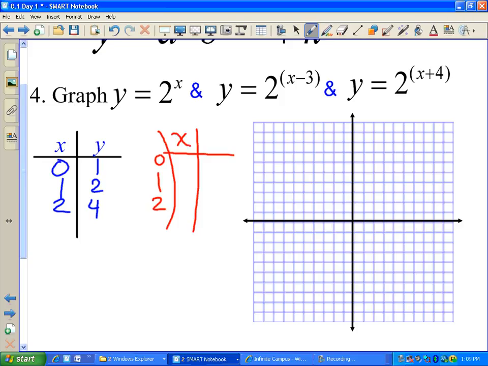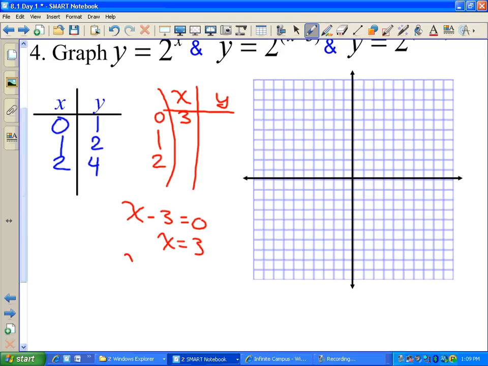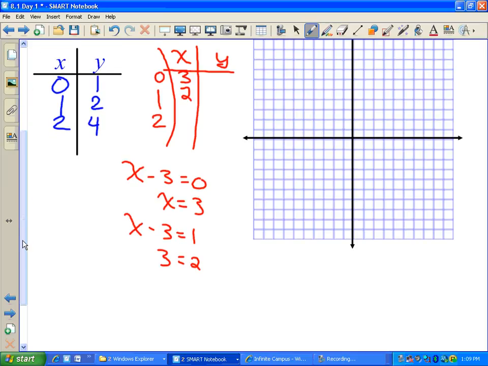The problem is that the power is not 0, 1, and 2. It's x minus 3. So I want to decide what x is to choose. x minus 3 equals 0, so x is equal to 3. That's my x. x minus 3 is equal to 1. Add 3 to both sides. x equals 4. That's my x. x minus 3 is equal to 2. Add 3.